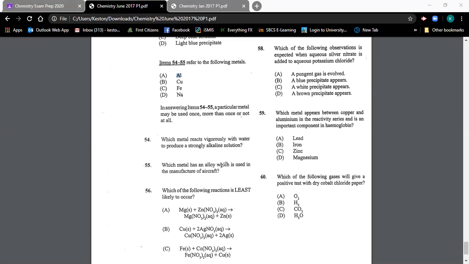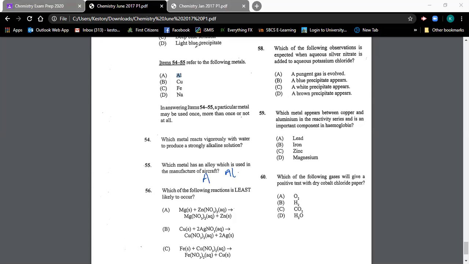Which metal has an alloy which is used in the manufacture of aircraft? Yep, aluminum. Aluminum is light, it's very durable, and it's very corrosion resistant. So A for aluminum.